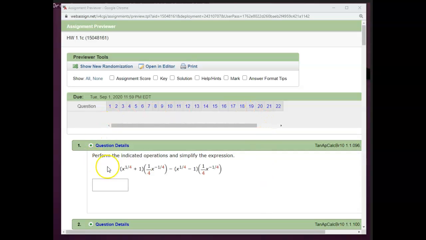So the first problem has some crazy exponents in it, but you should just be able to distribute and multiply, adding the exponents where you're supposed to. Now, negative 1/4, x to the 1/4 times x to the negative 1/4 is going to give me x to the 0, which is 1. So that's important to realize that that's what you're looking at there.